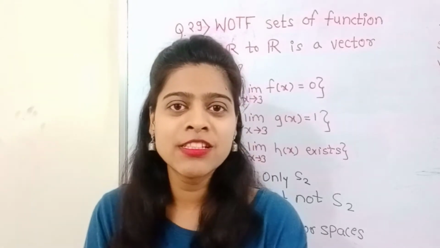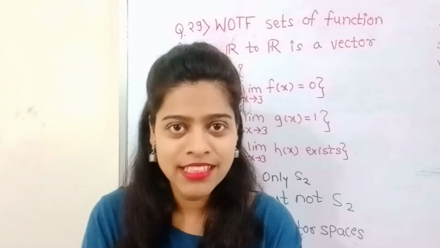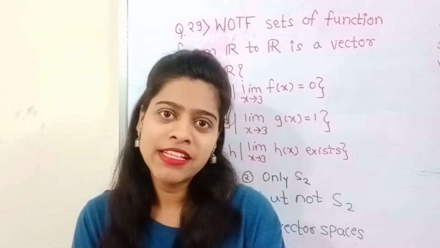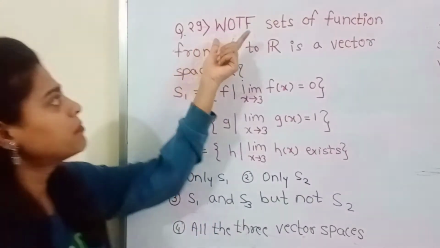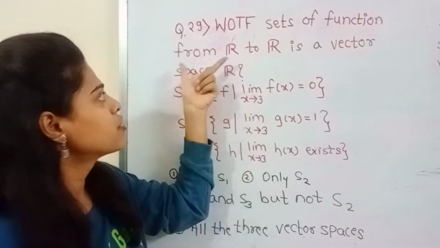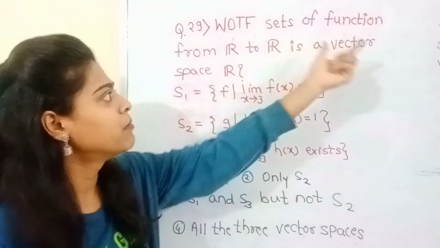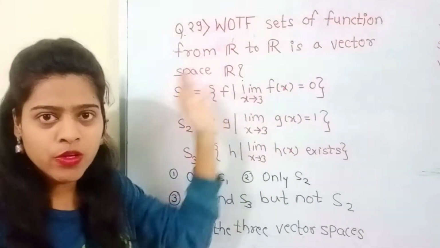So today's question is from CSIR-NET December 2016. This question is based on the concept of linear algebra. So let us see. Which of the following sets of functions from real numbers to real numbers is a vector space over R?